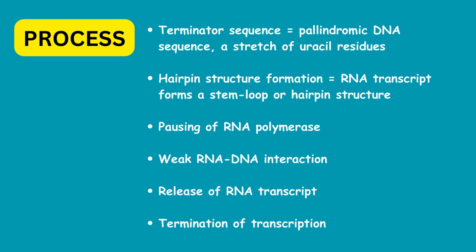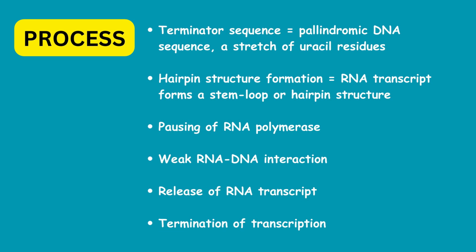Hairpin structure formation. The RNA transcript will form a stem loop or hairpin structure. And how is this hairpin structure formed? It is formed due to the complementary base pairing interactions within the palindromic sequence. Pausing of RNA polymerase. Now the formation of this hairpin structure will cause the RNA polymerase to pause as it transcribes the terminator sequence.